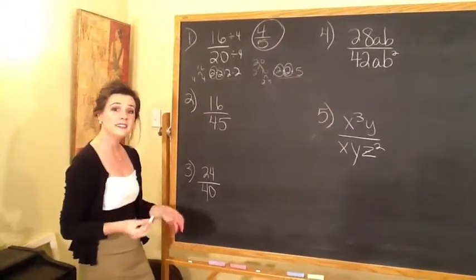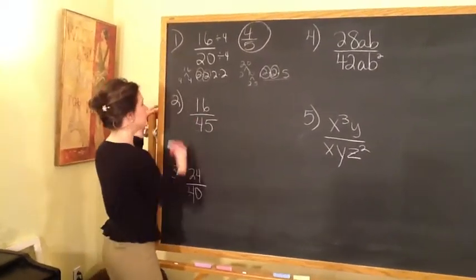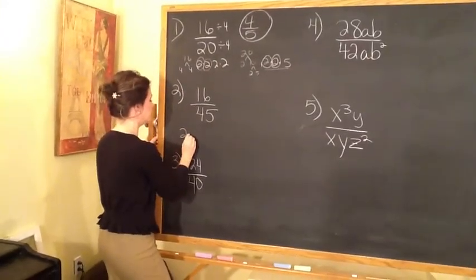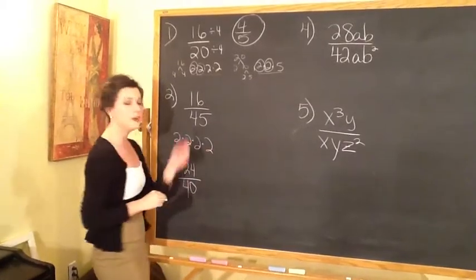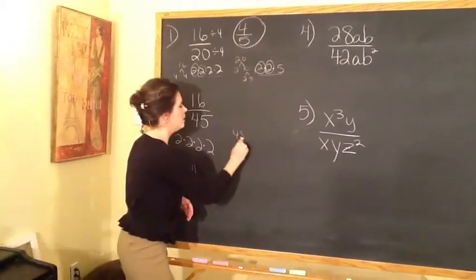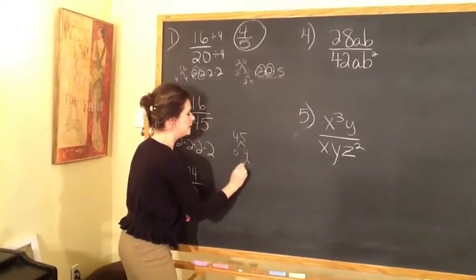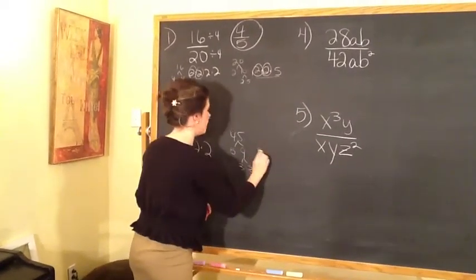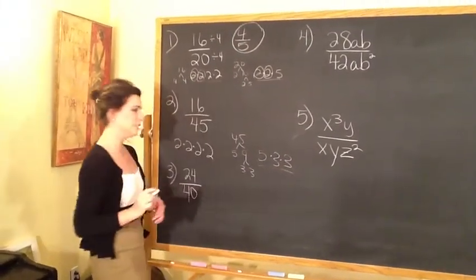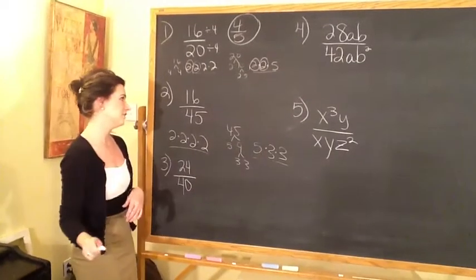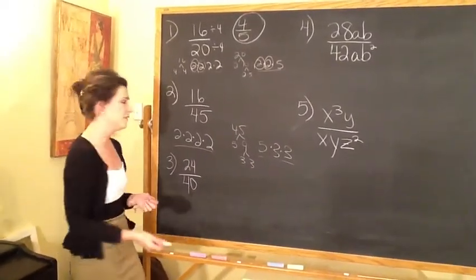We're going to go ahead and take out the greatest common factor to simplify the fraction. So 16, we just did it up here, so the prime factorization is 2 times 2 times 2 times 2. Now 45, when you break it down, you have 5 times 9. You break down the 9 into 3 times 3. So 5 times 3 times 3. So here's the prime factorization of 45 and the prime factorization of 16. Now let's go ahead and circle what they have in common to find the greatest common factor.